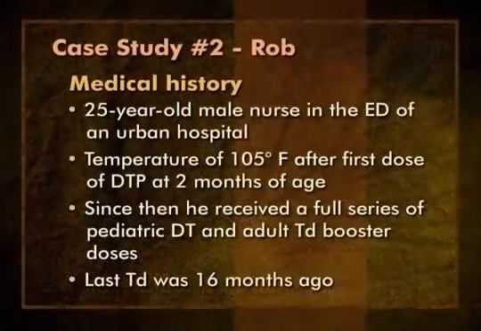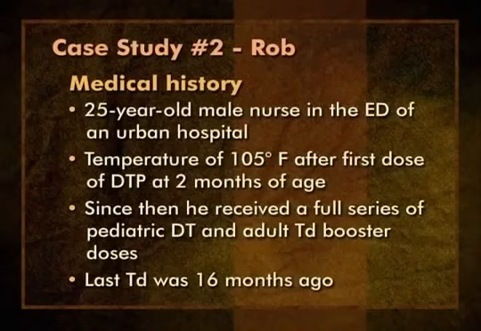We now would like to present a case study that addresses some of the issues that we have discussed on the program today. The case studies are available on the Updates and Resources webpage for this program. Rob is a 25-year-old male nurse who works in the emergency department of an urban hospital. He reports that he had a temperature of 105 degrees Fahrenheit after his first dose of whole-cell DTP vaccine at 2 months of age. Since that time, he has received a full series of pediatric DT and adult Td booster doses. His last Td booster dose was 16 months ago.